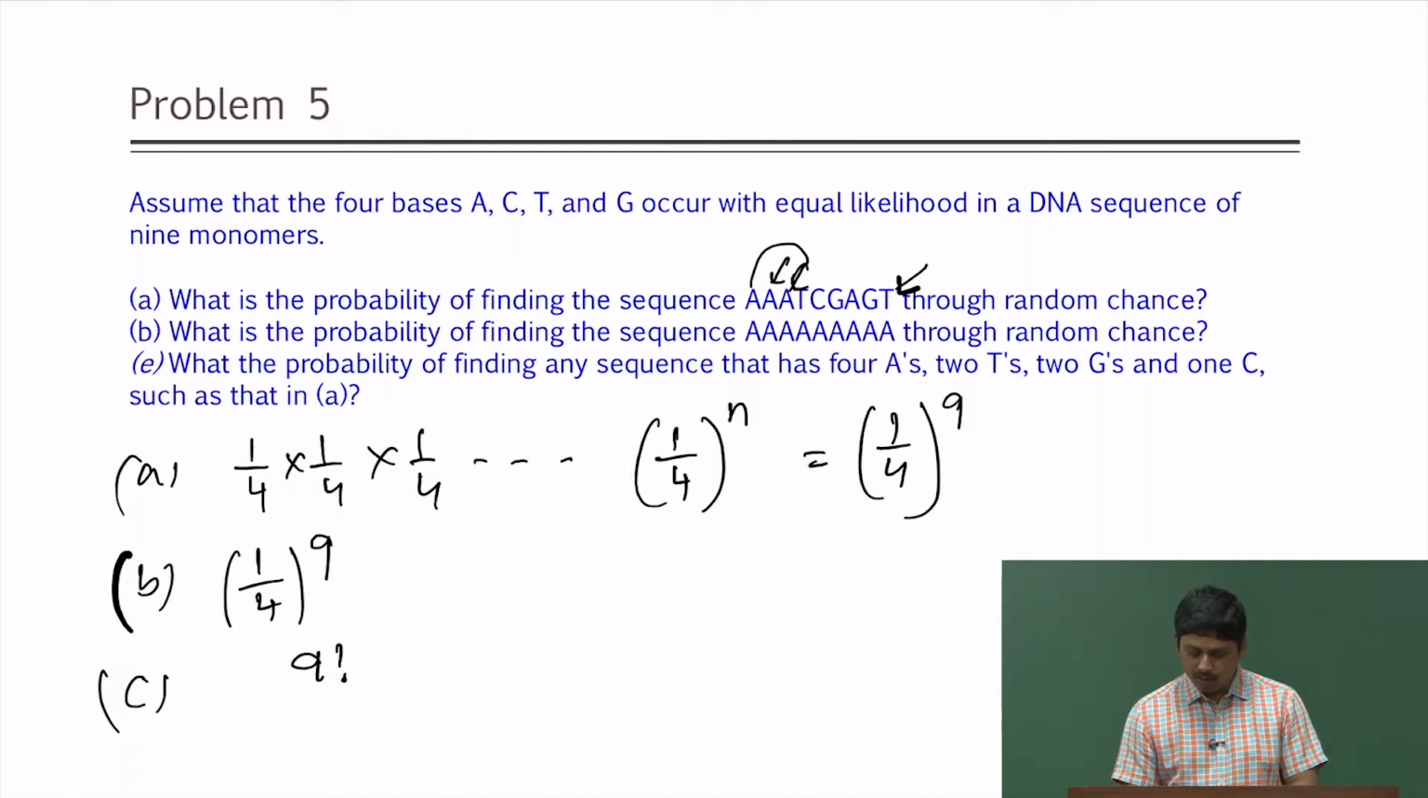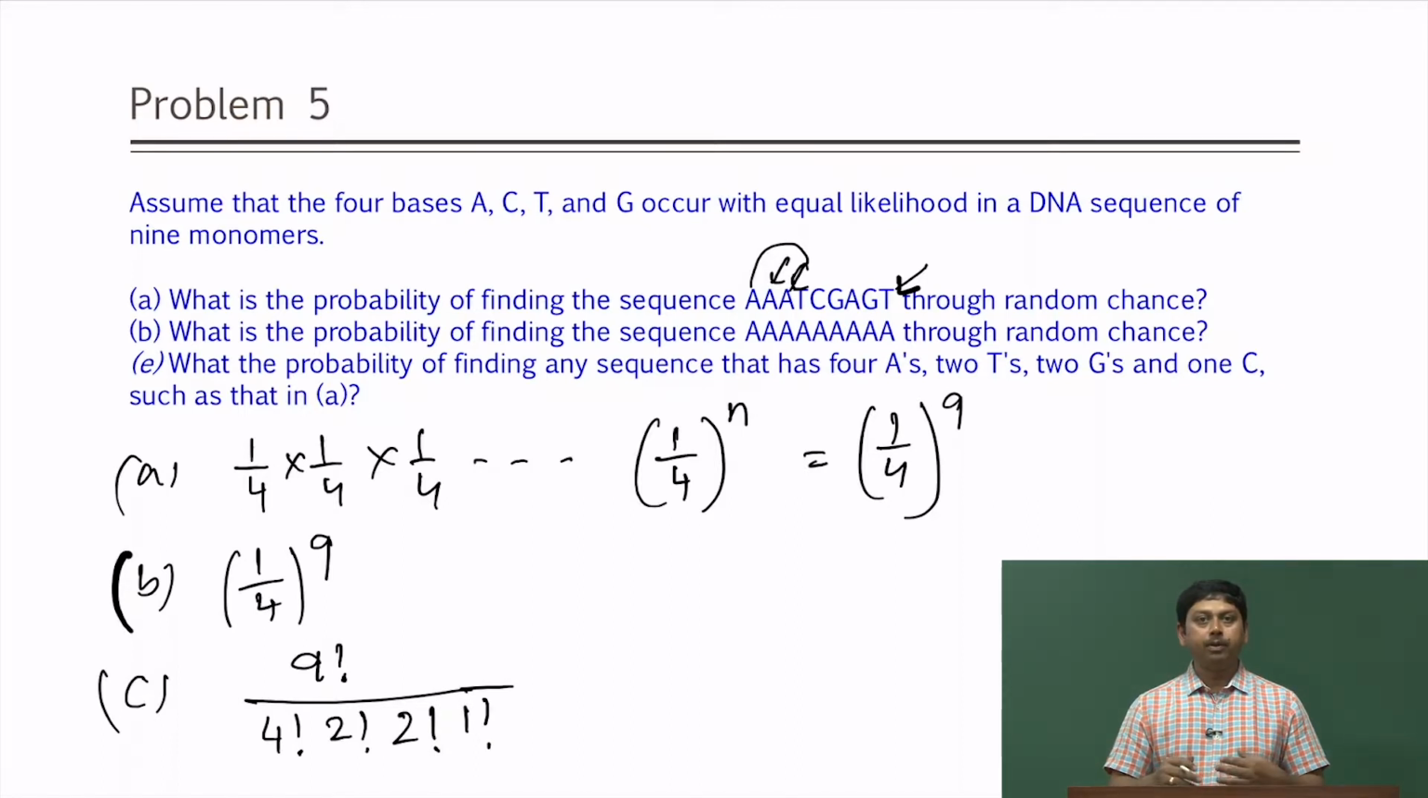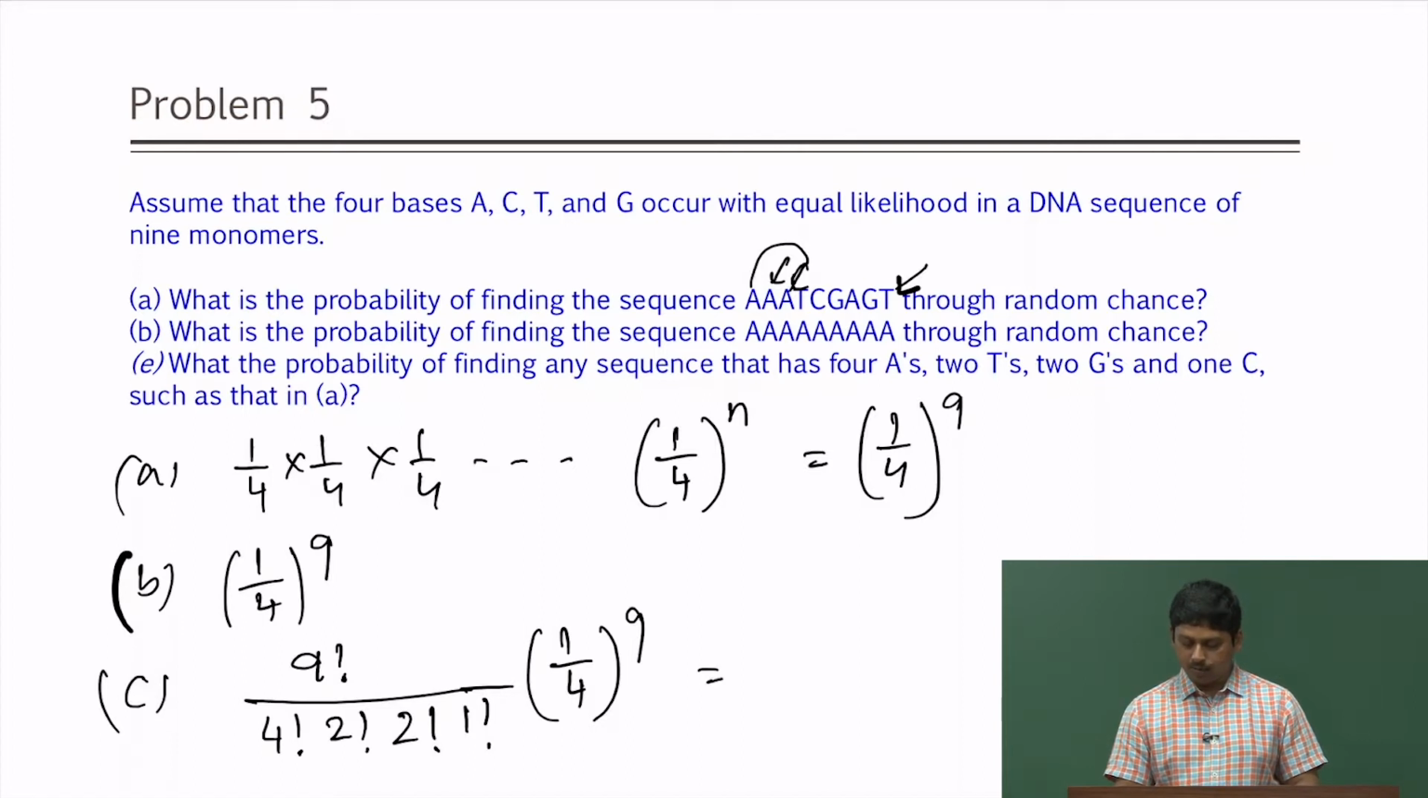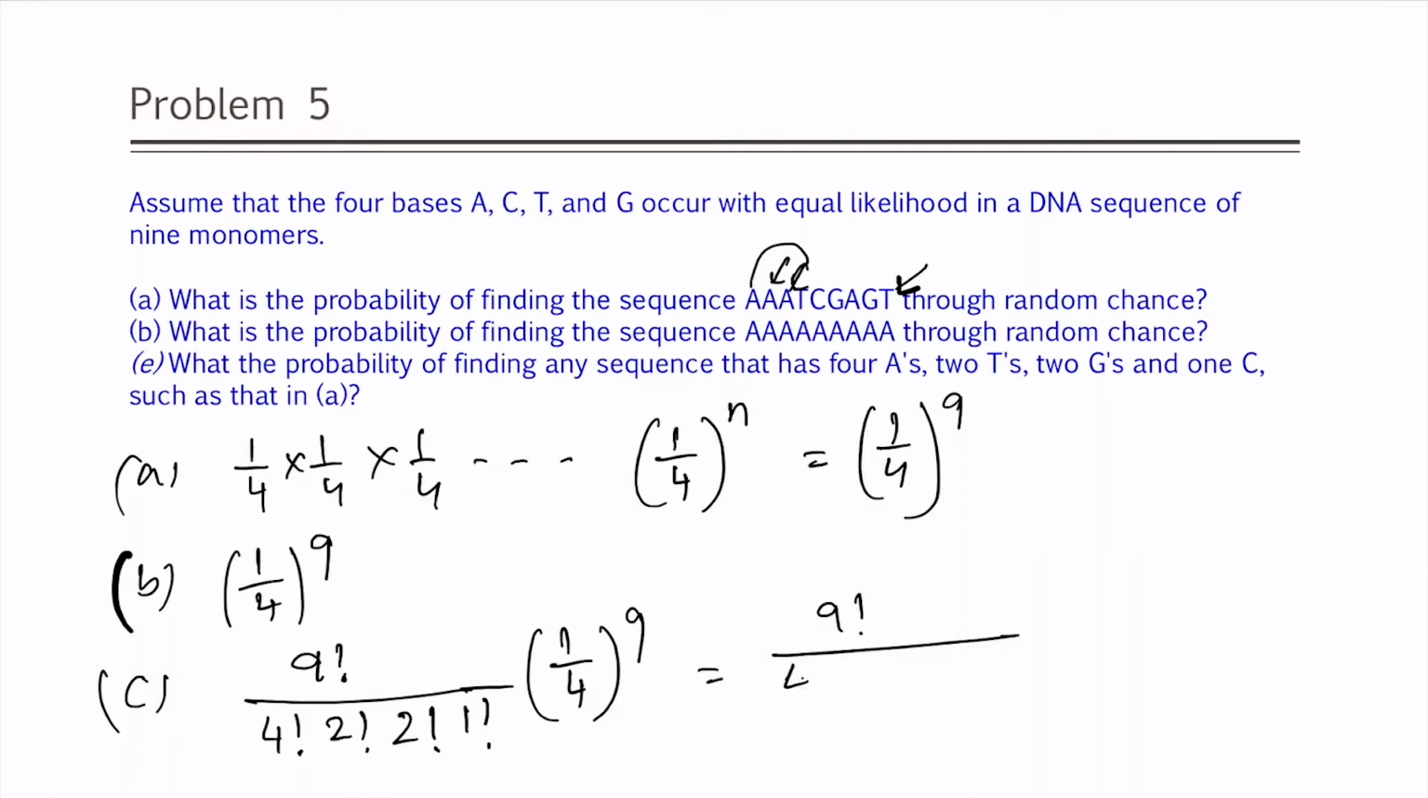So, there will be 9 factorial possibilities, but we know that there are 4 A's which are common, 2 G's are common, 2 T's are common and 1 C is common. So, this is the number of sequences that we can create, and we already know from the previous examples that any such 9 letter sequence has a probability of 1 by 4 to the power 9. So, the answer to this question is 9 factorial by 4 factorial, 2 factorial, 2 factorial, into 1 by 4 to the power 9. We will just calculate that and see what we get.